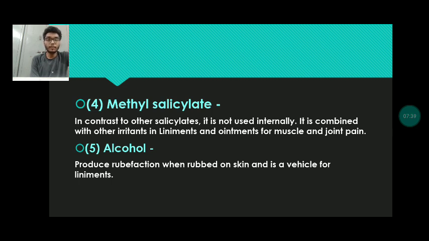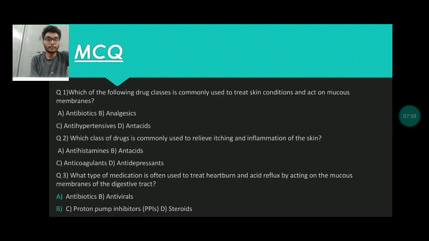Methyl salicylate. Methyl salicylate, in contrast to other salicylates, is not used internally. It is combined with other irritants in liniments and ointments for muscle and joint pain. Turpentine oil is an irritant. It produces rubefaction when rubbed on the skin and is a vehicle for liniments.